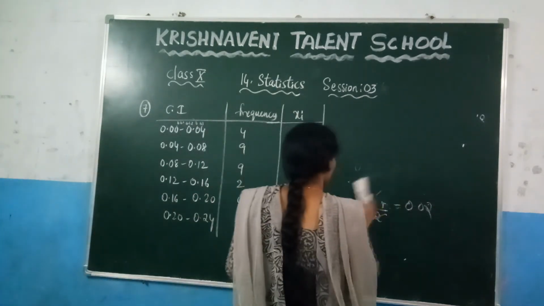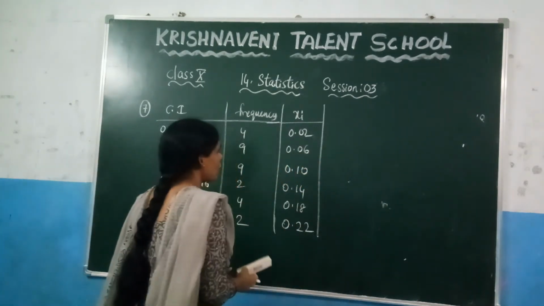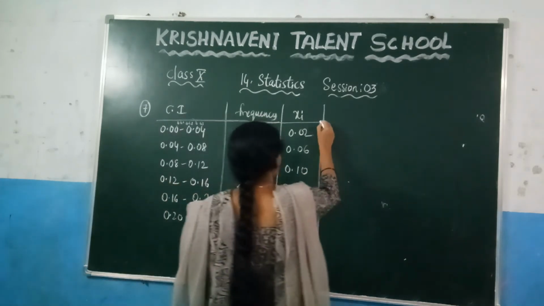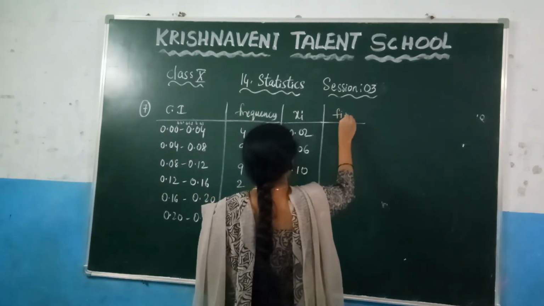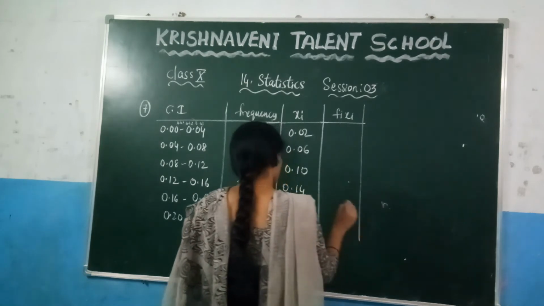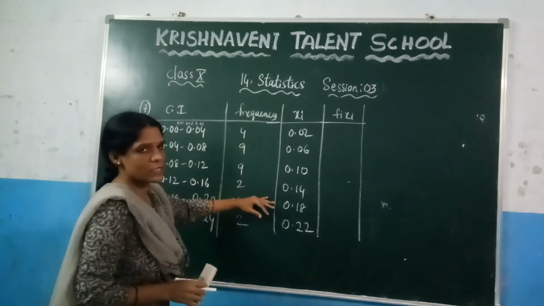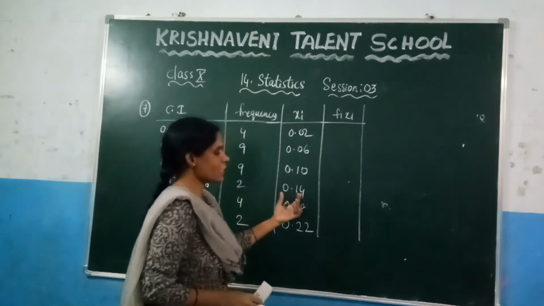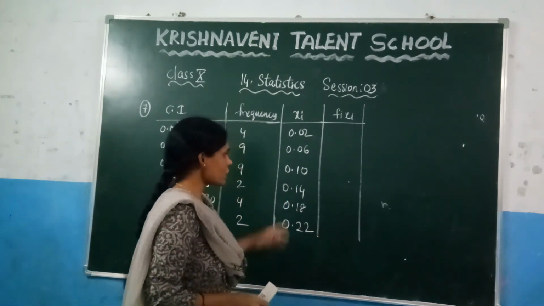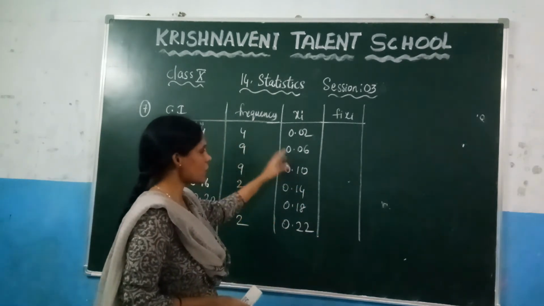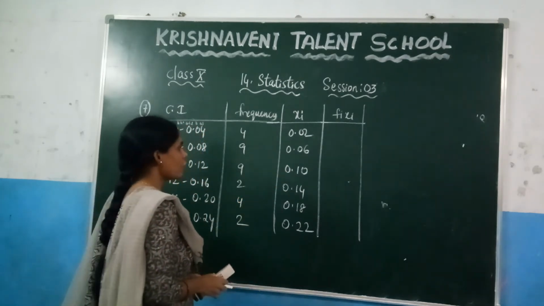Now what do you need to find? You need to find the value of fi xi. Here we are using the direct method, because here the values are in the form of decimal numbers. If you reduce these values, the process will become harder. So just multiply these two values here, fi xi.